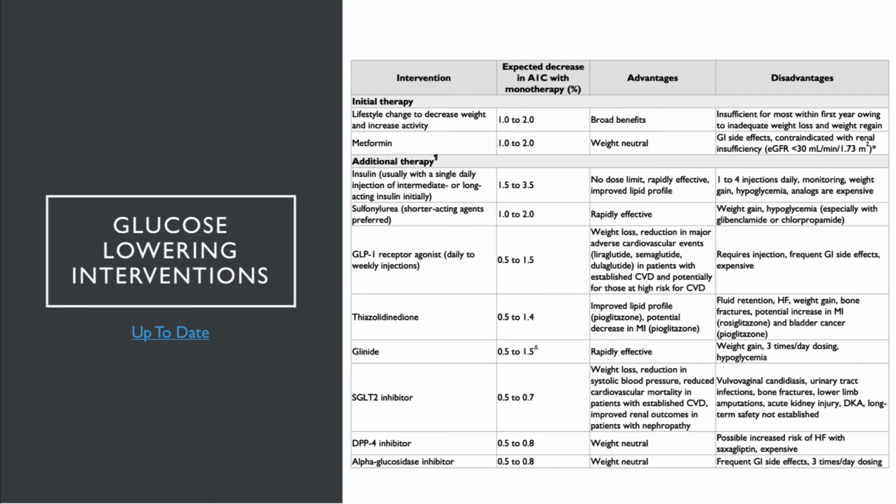But look at a magic drug like an SGLT2 inhibitor. You only get 0.5 to 0.7 point reduction with an SGLT2 inhibitor. With a GLP-1 inhibitor, it may be a little more powerful. You might get up to 1.5 point reduction, but most of these things, you don't get nearly what you get from lifestyle and metformin. So keep that in mind.